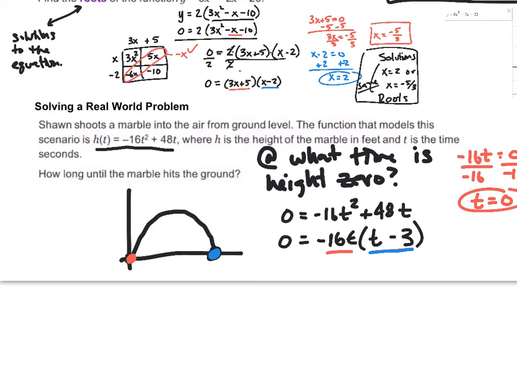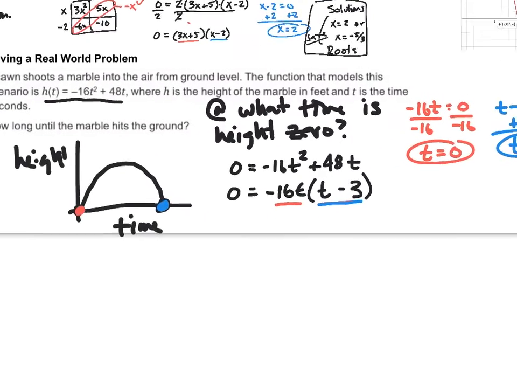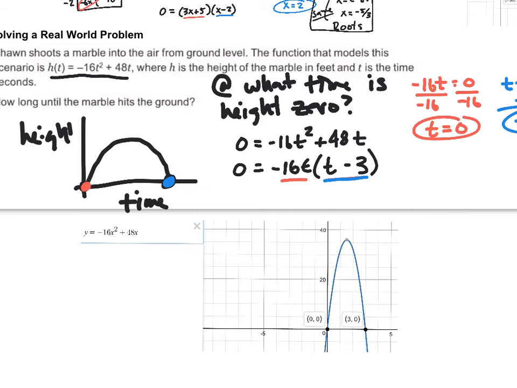The first one, Sean shoots the marble into the air from ground level. That's right here. The model's the height. Here's your height, and this is time. And so you have a maximum height here, and then it falls to the ground, and you have a height of 0. That's why I'm setting this quadratic function equal to 0. Now, let's just graph this and verify that this is what happens. Notice that the first thing that I did was I plugged in this equation here.